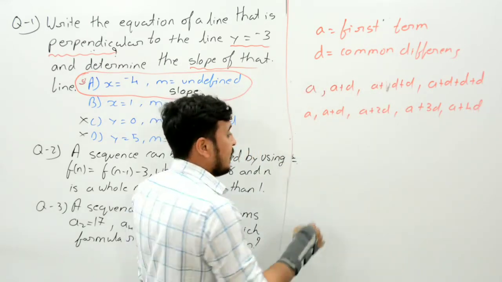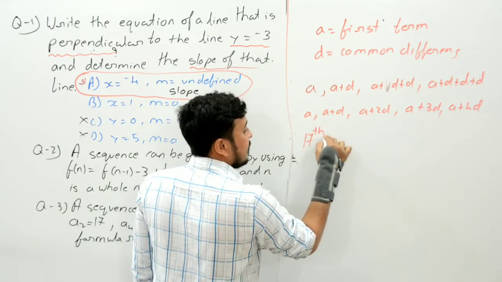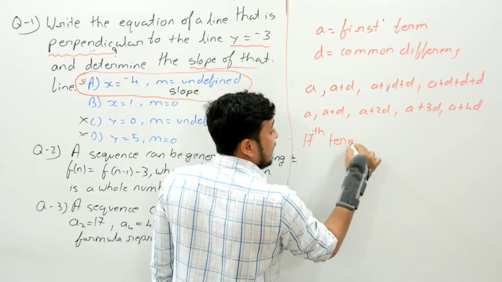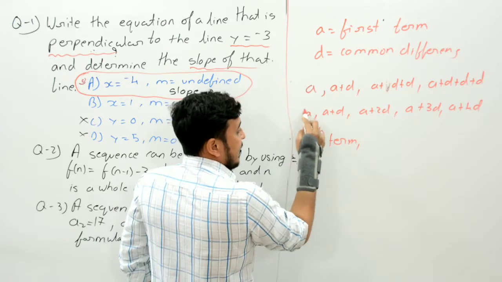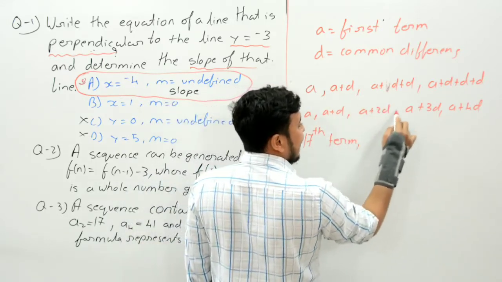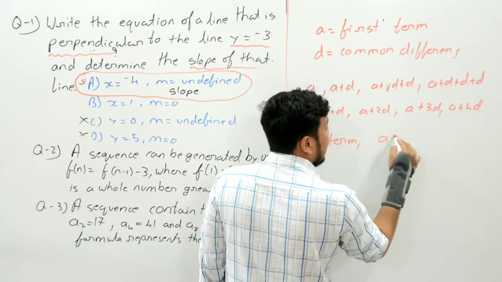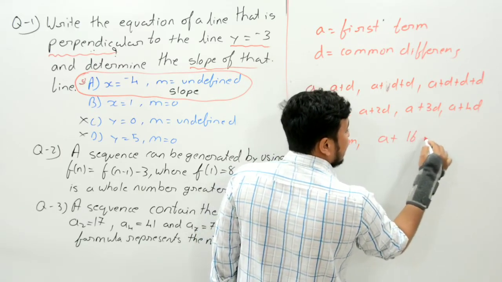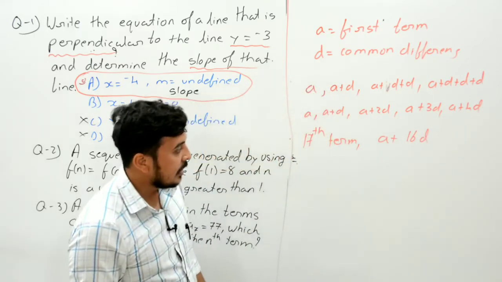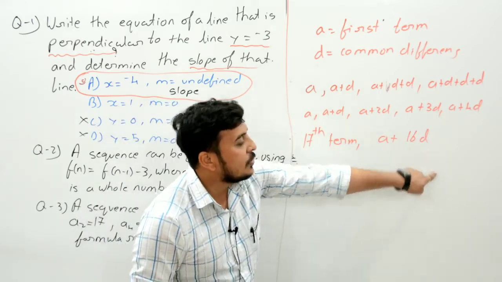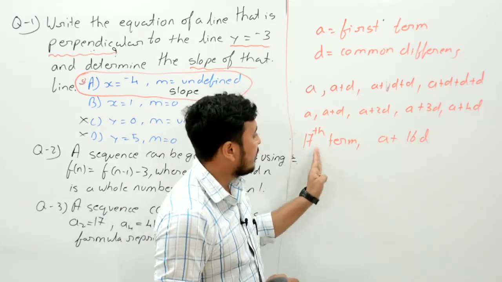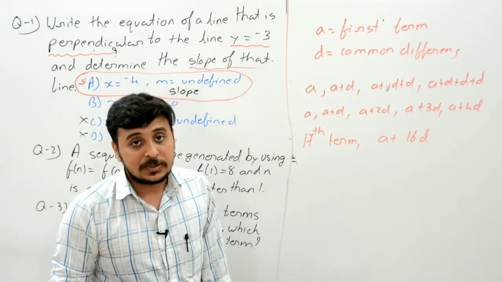Now can you find out what will be the 17th term? What will be the 17th term? If the first is A, second is A plus d, third is A plus 2d, fourth is A plus 3d, fifth is A plus 4d, then the 17th term will be A plus 16d. That is, the number of the term minus 1, into d.